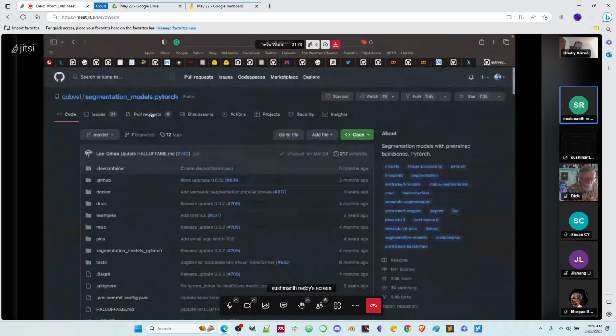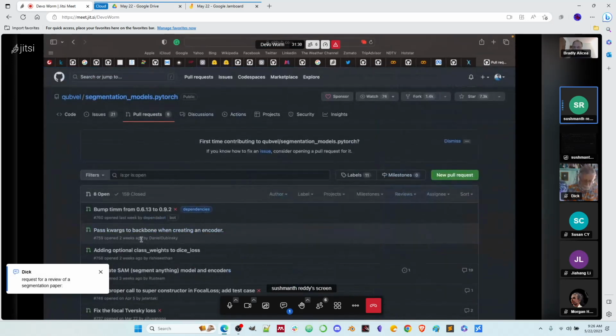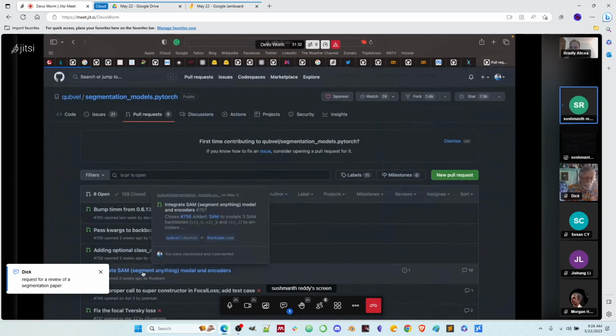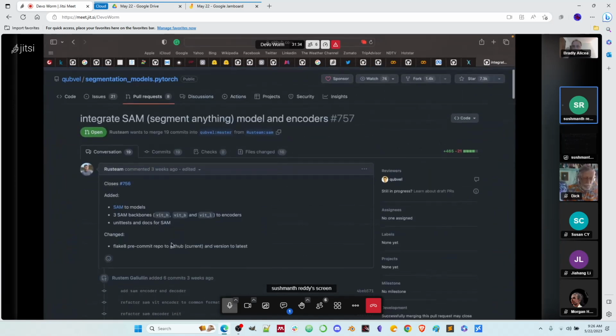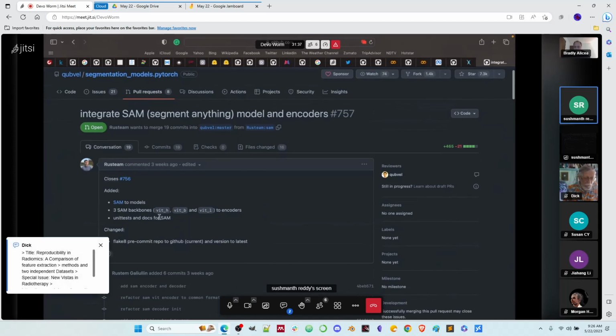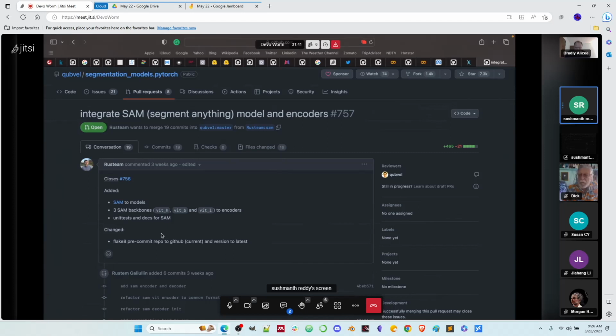Yeah, this library. There is a request for integrating the Segment Anything Model as an encoder. There are two things here: encoders and decoders. Generally the encoder takes an image and converts it into a numpy array, which is converted into something the model can understand. Here they are using a ViT, vision transformer, as the encoder, but for the decoder they are using a U-Net. This is another implementation, and this is working fine.